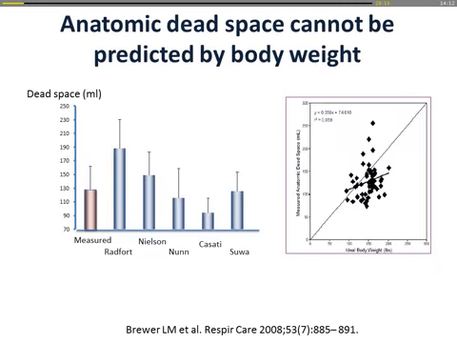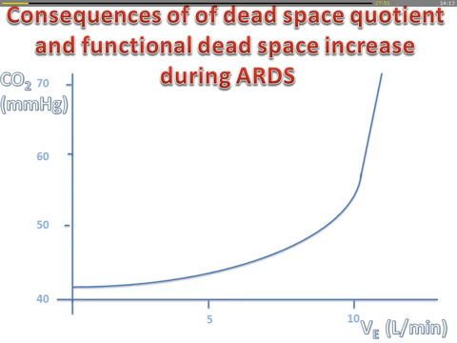anatomic dead space cannot, that's something we know, be predicted the same as with lung size and the consequences in elastance by body weight. This is just by Brewer. It has been published in 2008. And as you can see, dead space has a quite high variation and is not related to body weight. So what are the consequences of dead space quotient and functional dead space increase during RDS?